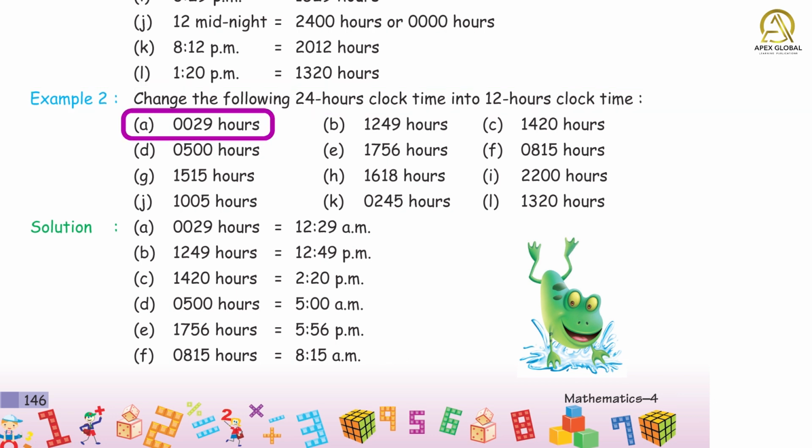A. 29 hours. B. 12:40 hours. C. 14:20 hours. D. 500 hours. E. 17:56 hours. F. 18:50 hours. G. 15:15 hours. H. 16:18 hours. I. 2200 hours. J. 1005 hours. K. 2:45 hours. L. 13:20 hours.